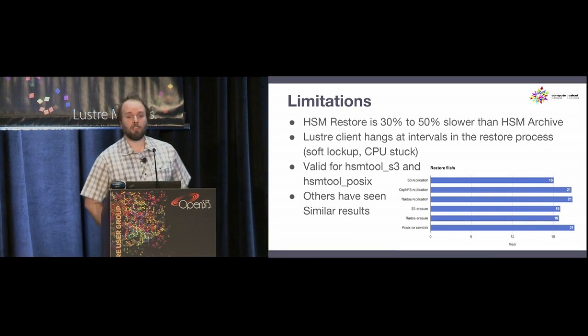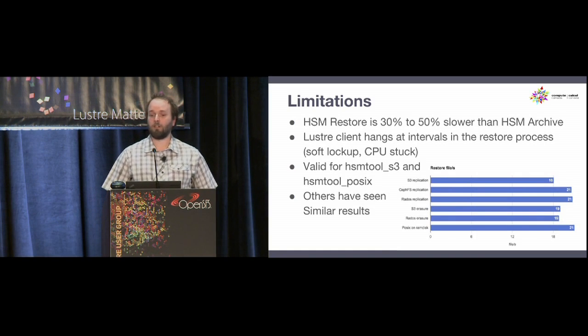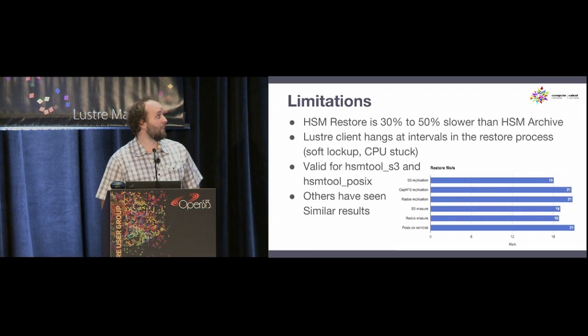The biggest issue that we noticed while running those tests is that in every one of our tests, the HSM restore was 30 to 50% slower than the HSM archive of the same files. In our test environment, our Lustre client will hang at regular intervals while restoring files, and we get soft lockup and CPU stuck messages filling the logs. This is valid for all 3 of the Copytools mentioned in this talk: the existing POSIX Copytool, our S3 Copytool, and our validation Rados Copytool that we also wrote.